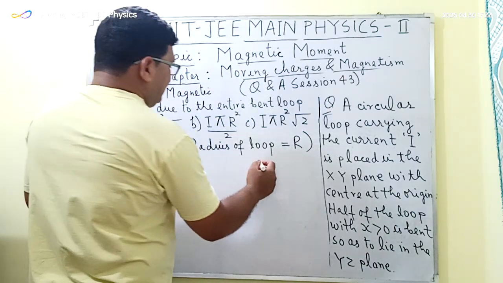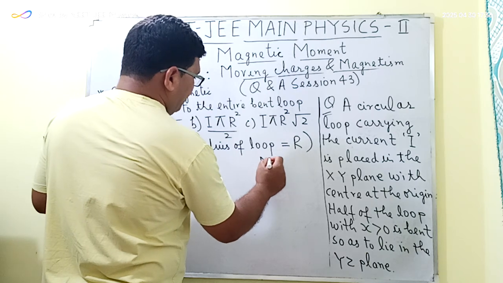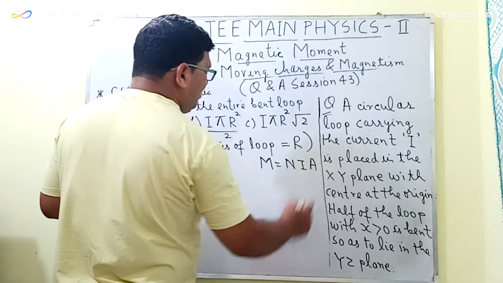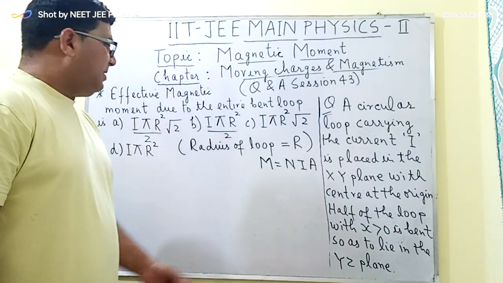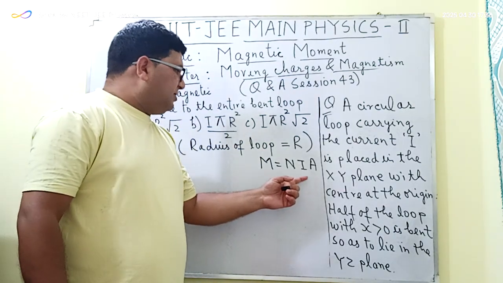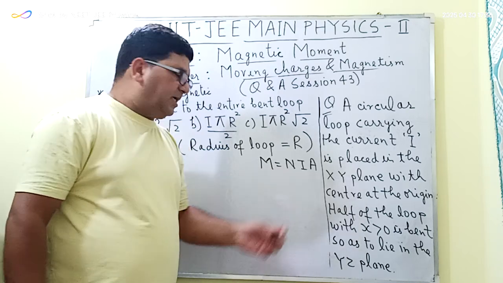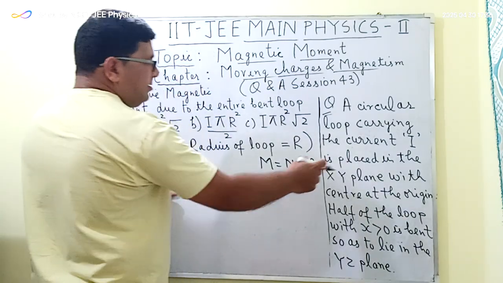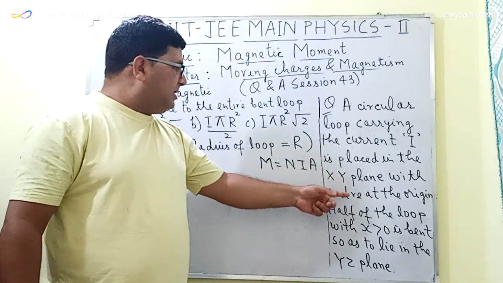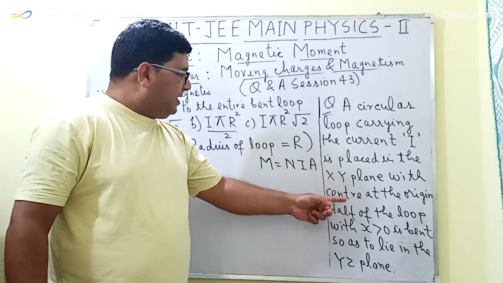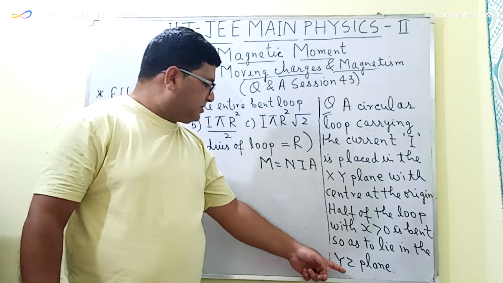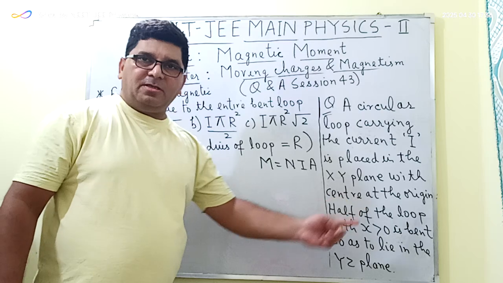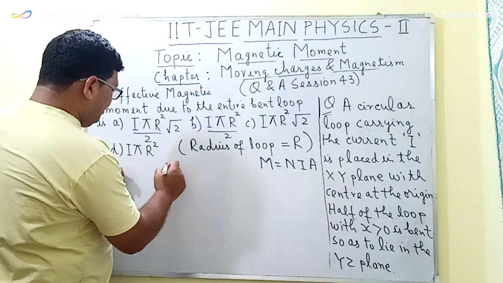First, the magnetic moment is given by the formula NIA, where N is the number of turns in the loop, I is the current which is flowing in the loop, and A is the area of cross section. And the direction of the magnetic moment is given by the right hand thumb rule. So in this question, this current carrying loop is bent in such a way that half of the loop is lying in the YZ plane and half of the loop is lying in the XY plane.